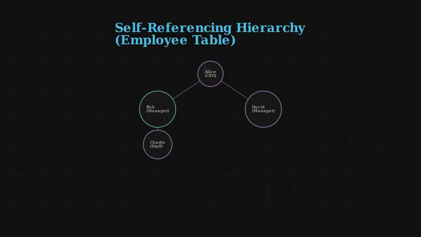Instead of creating redundant tables, the employee table references itself recursively. Each employee row holds a supervisor ID that points back to another employee's primary key ID. This elegant recursive approach is the standard way databases represent complex nested hierarchies.